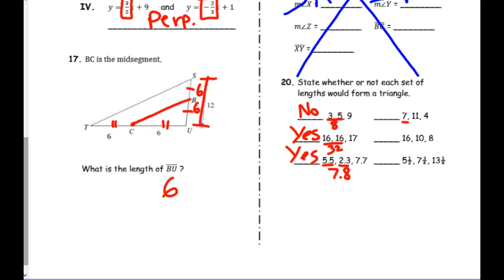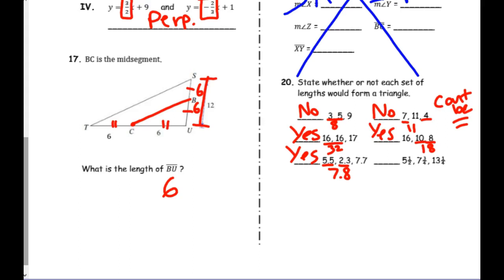7 and 4. Add those up. You get 11. Is 11 greater than 11? No. Can't be equal. Alright? On the next one, 10 plus 8 is 18. That's bigger than 16, yes.